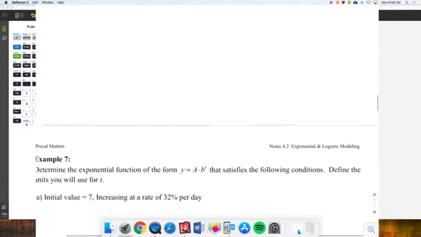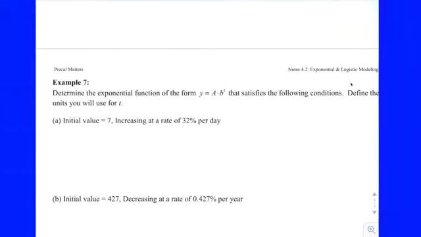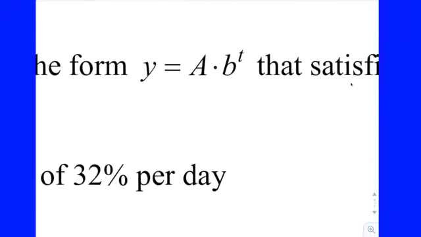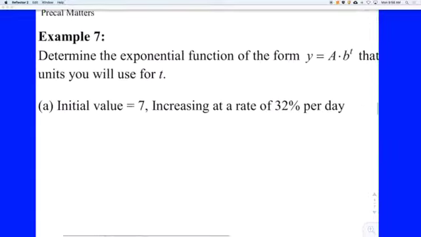Okay, so I think we're sufficiently warm. Let's jump down to example 7 now. It should be relatively easy in light of your warm-up, because all we're doing on example 7 is writing the equations. It says determine the exponential function of the form y equals a times b to the tth power. So I'm giving you the form that satisfies the following conditions.